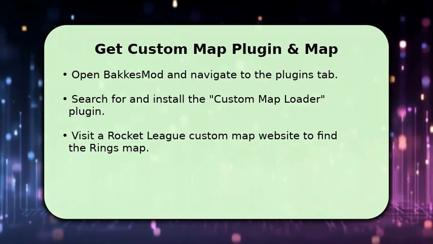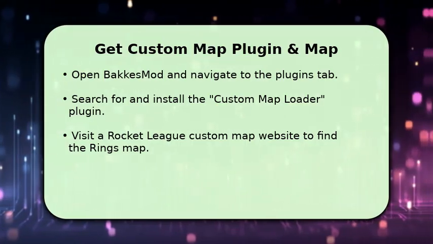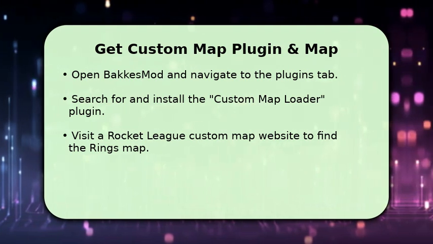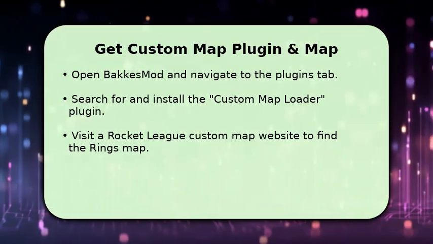With BaxMod installed, launch it and then open Rocket League. Inside BaxMod, locate the Plugins tab and search for the Custom Map Loader plugin. Install this plugin to enable custom map functionality.